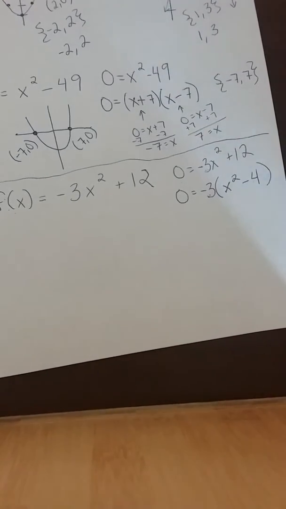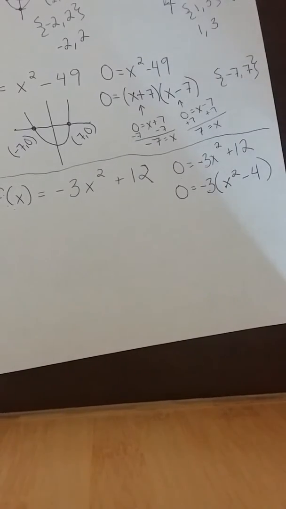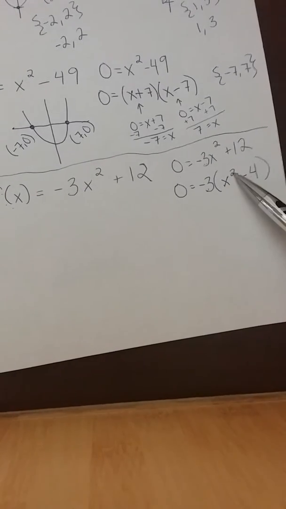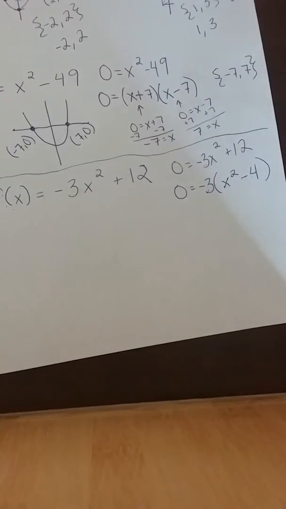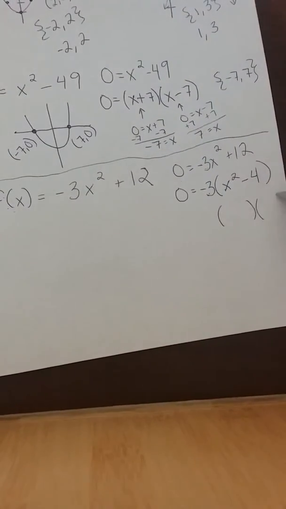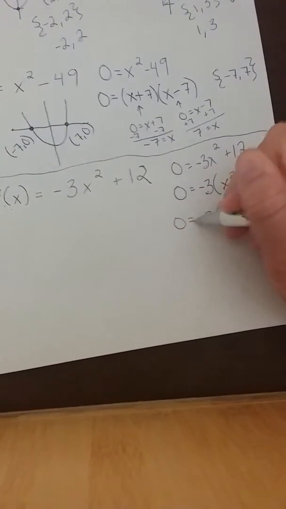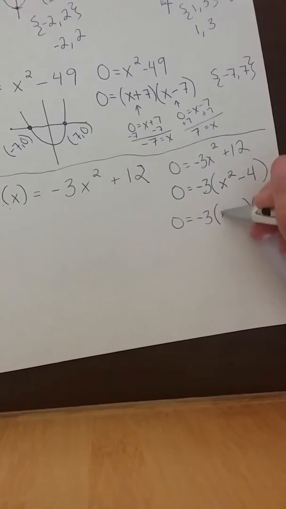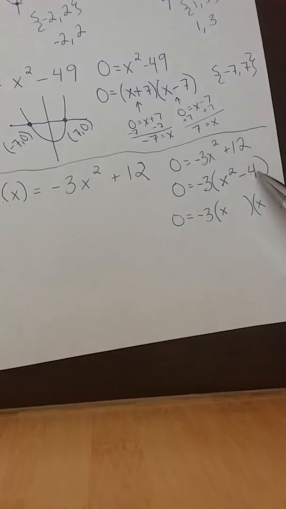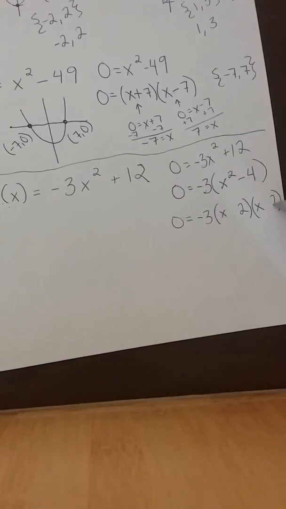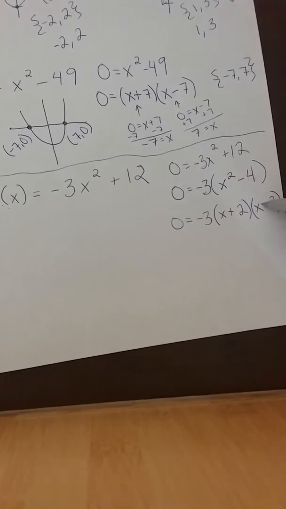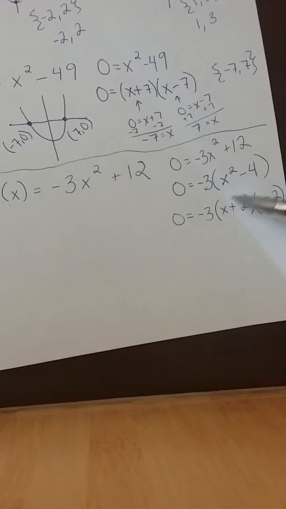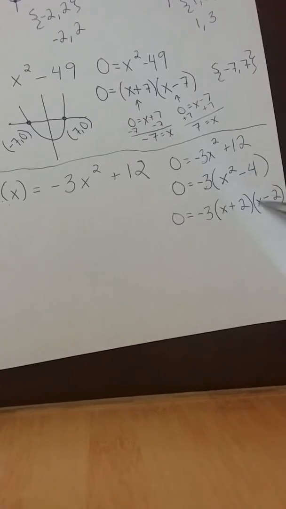Now I can see that inside the parentheses I have a sum and difference pattern. It's a sum and difference pattern because there's two terms. The first term is squared, and there's subtraction separating them. So I can factor this further. The -3 can just come down, as can the 0. I'm looking for two things that multiply to give me x squared, and that would be x and x. And two things that multiply to give me 4, that would be 2 and 2. And then I make it sum and difference. So now my factored form of this is 0 equals -3 times the quantity x plus 2 times the quantity x minus 2.